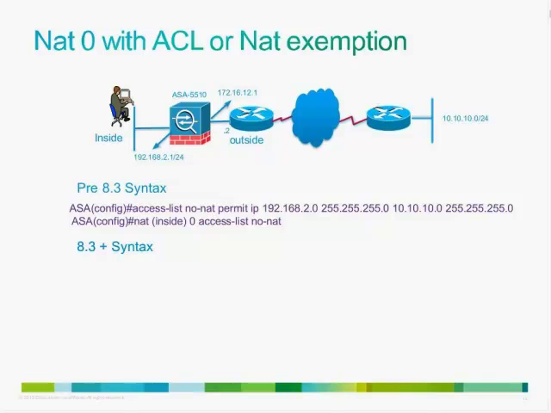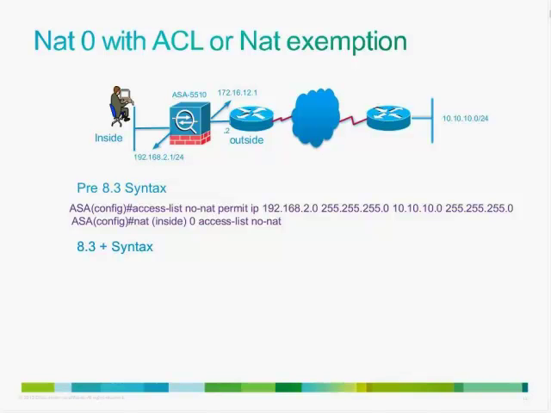Let's say, for example, the 192.168.2.0 network lives behind this firewall, and the 10.10.10.0 network lives outside of this firewall via the IPsec tunnel behind that router in the diagram. So my access list will include the source subnet, which is the network that lives behind my ASA, 192.168.2.0, destined to go to the 10.10.10.0 network.